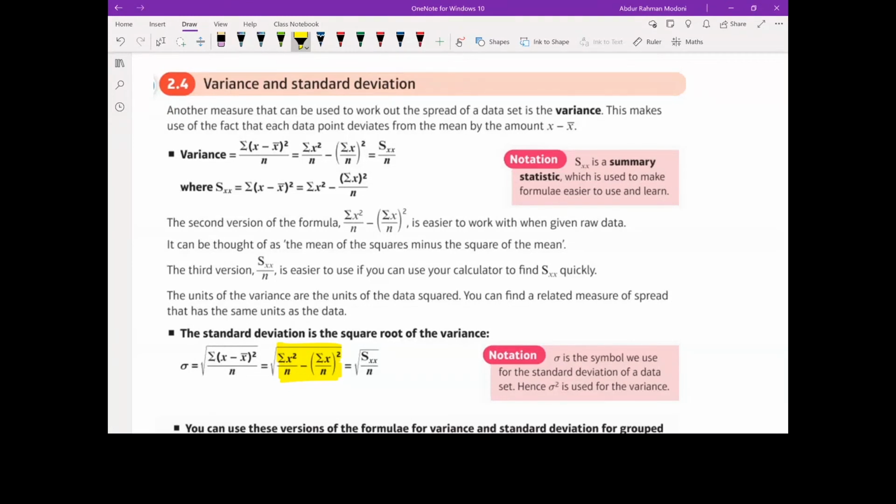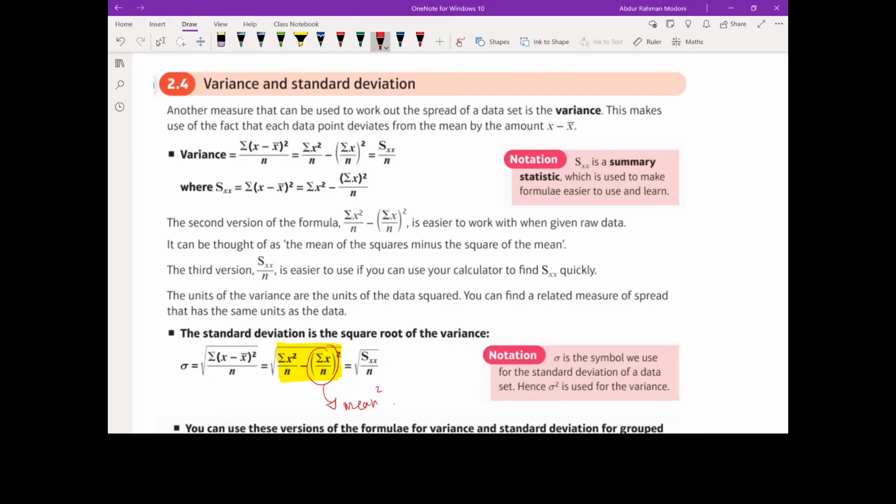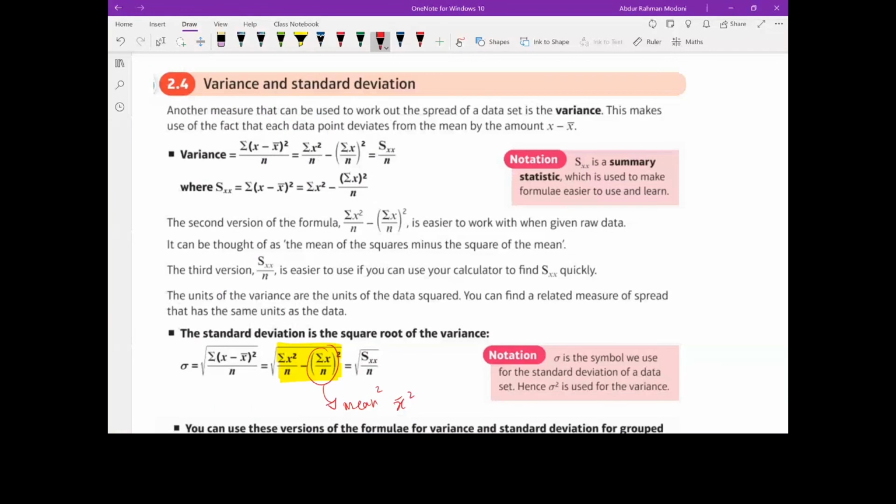Notice here that this sum of x over n represents the mean. So we've got the mean squared, and the formula book has that, which is the mean squared, x bar squared. Mean is often represented as x bar, so that's how it's written in the formula book. You need to know the difference between how it's written in the formula book and how you might then have to go and do the calculation for it.